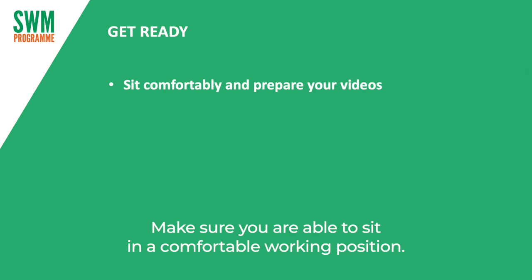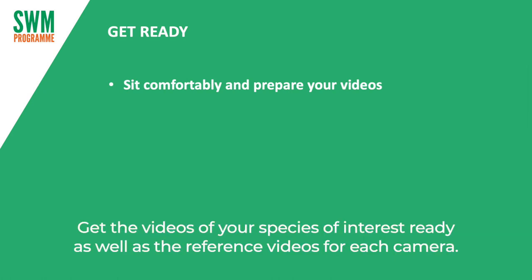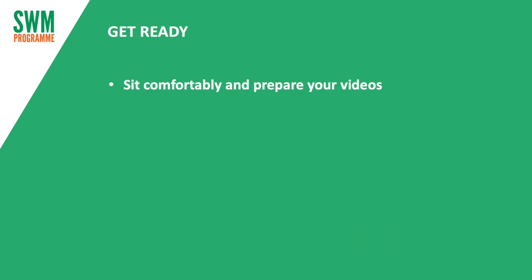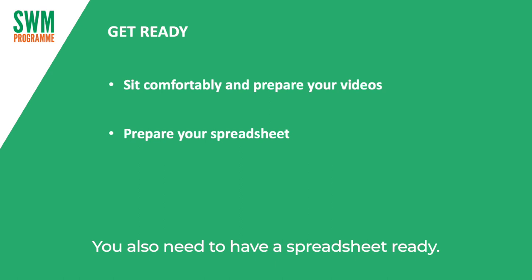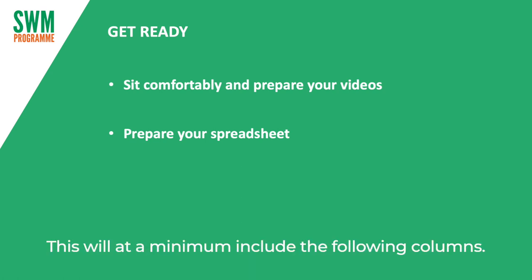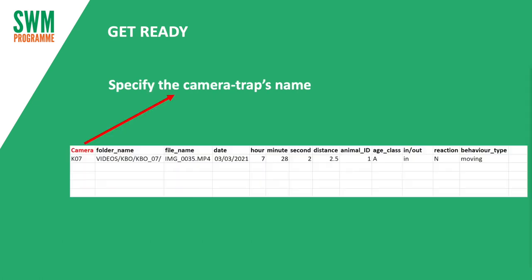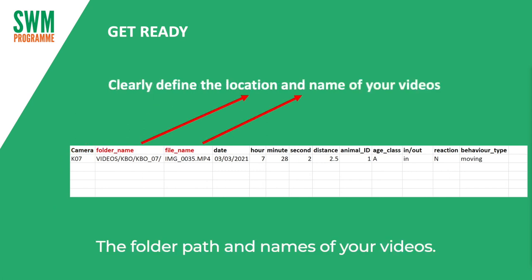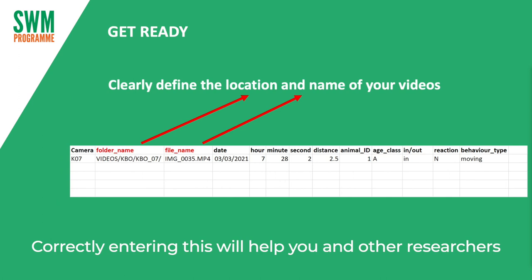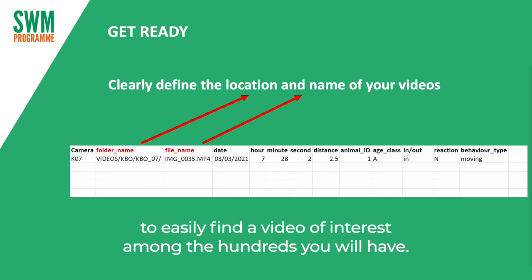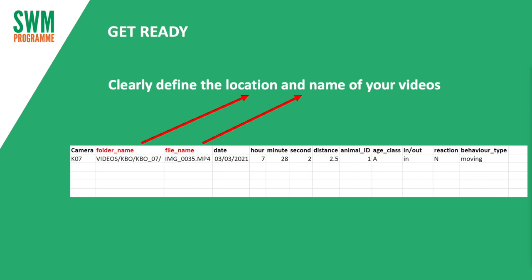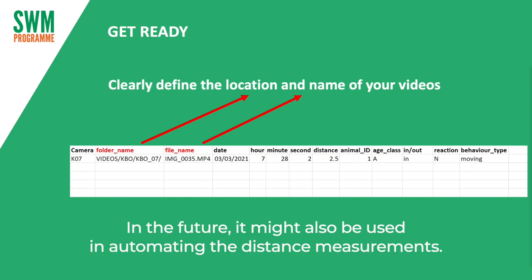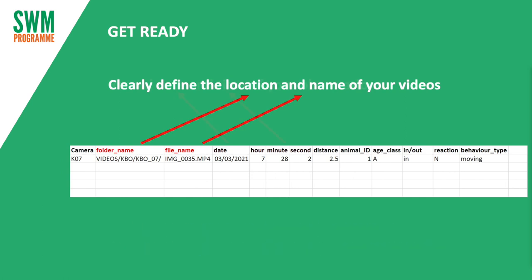Make sure you're able to sit in a comfortable working position. Get the videos of your species of interest ready, as well as the reference videos for each camera. You also need to have a spreadsheet ready. This will at minimum include the following columns: the camera trap name or identifier, indicating which camera captured the animal; the folder path and names of your videos. Correctly entering this will help you and other researchers to easily find a video of interest among the hundreds you will have. In the future, it might also be used in automating the distance measurements.